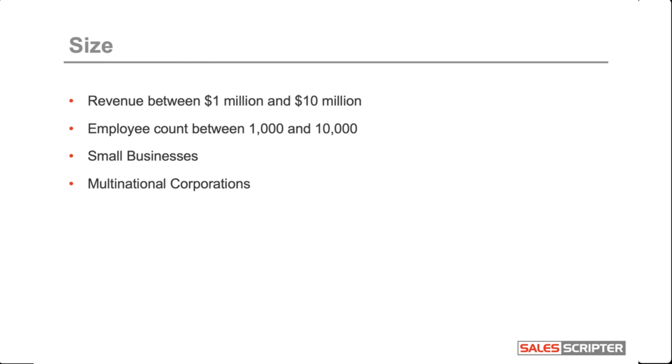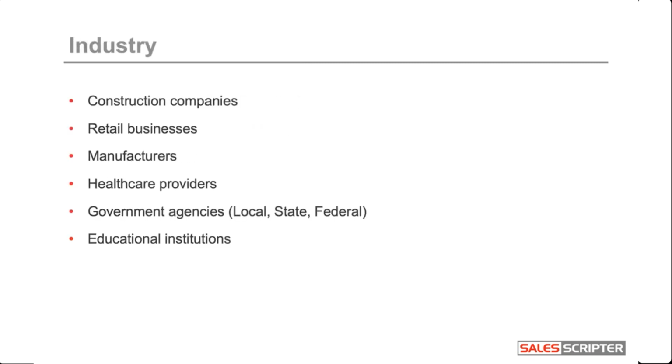You might want to think about the different size of organizations that you're going after. Are you going after very large corporations or small businesses? You could sell the exact same product to large corporations and small businesses, but when you change that buyer type, your message might change. What you say to a small business owner could be very different from what you say to a large corporation or maybe a procurement department of a large corporation. You might want to think about the different industries that you sell into: construction, retail, healthcare, education.